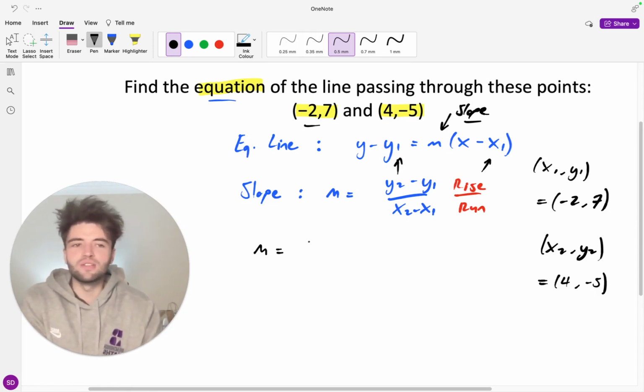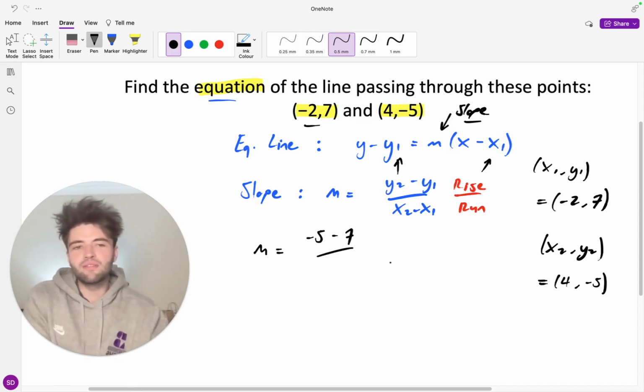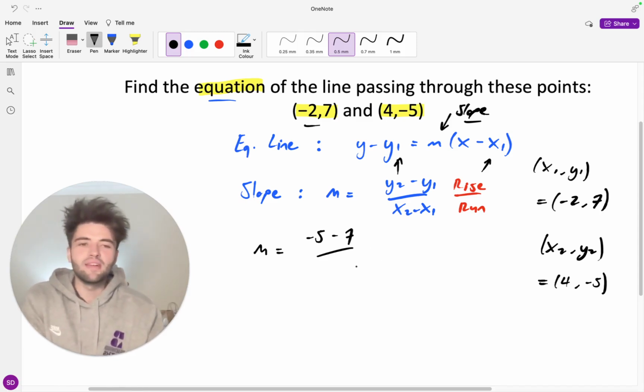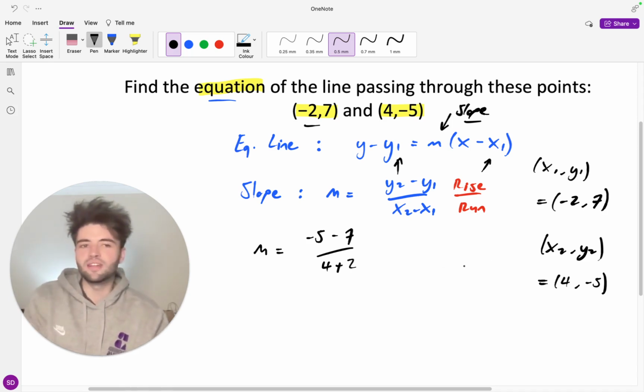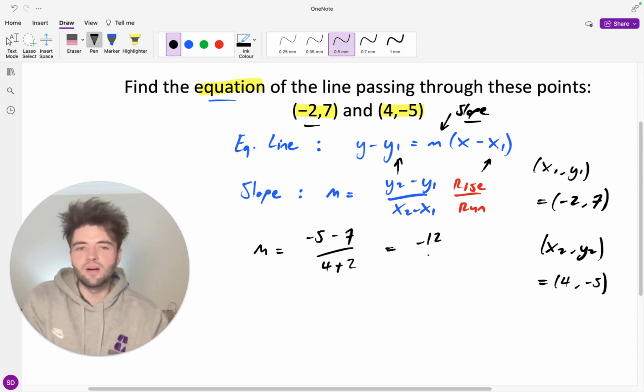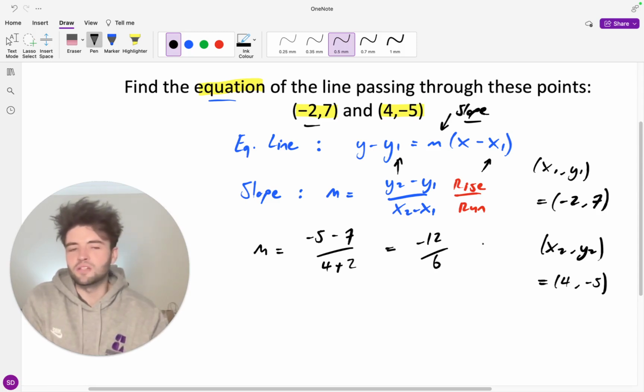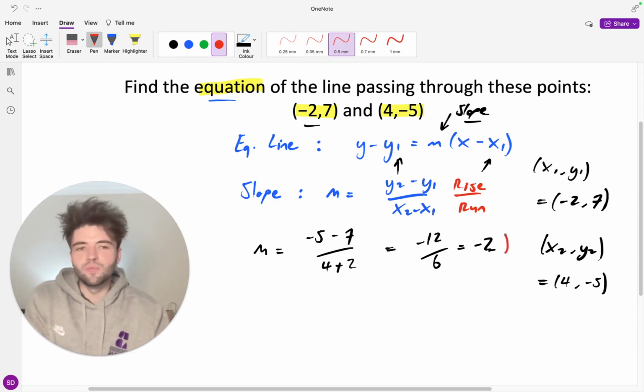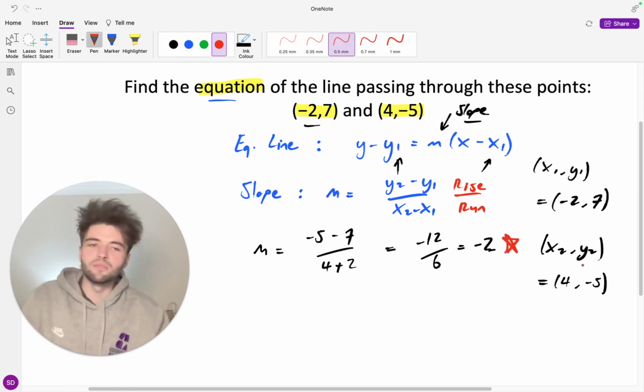So m is going to be equal to -5 minus 7. So that's y2 minus y1, and then x2 is going to be 4, and minus x1, which is -2, so 4 plus 2 on the bottom, because our x1 is the coordinate -2. And so it's going to be easy to simplify now for us, because we have -12 on the top, and then we've got a 6 on the bottom, so it's going to be -12 over 6, which is going to be equal to -2. So the slope is going to be equal to -2.